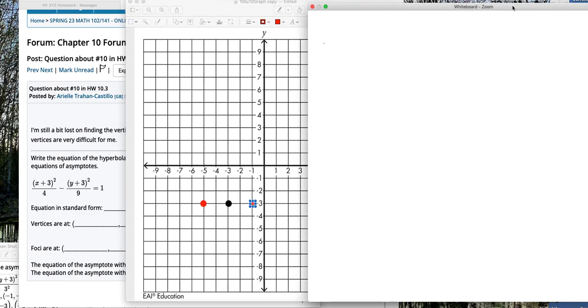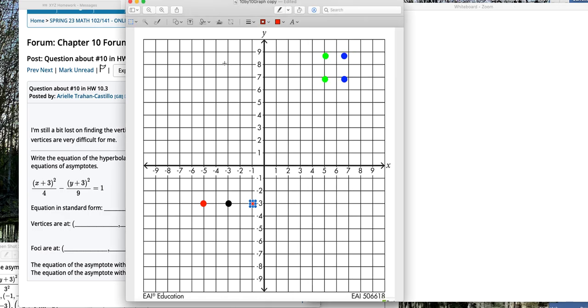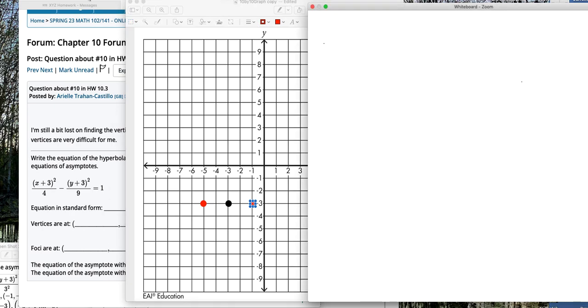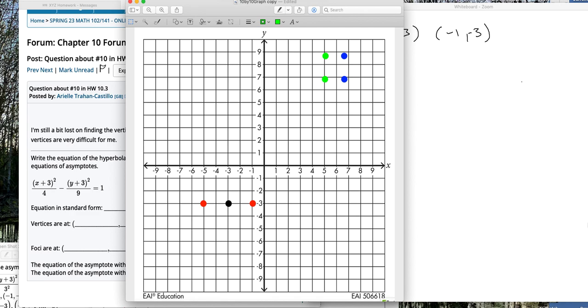So let me get that written down so I don't forget. So that means we have a vertex at x is -5, y is -3, and x is -1, y is -3. Oops, I forgot my negative. Keep forgetting that negative.